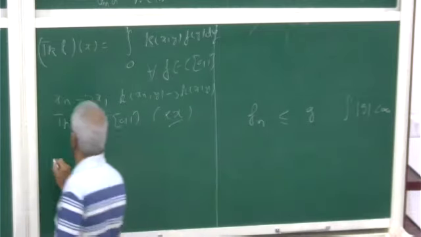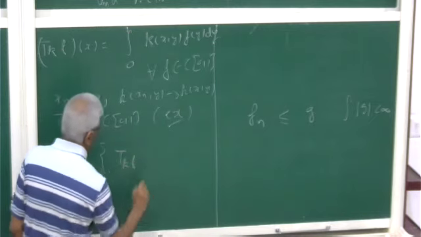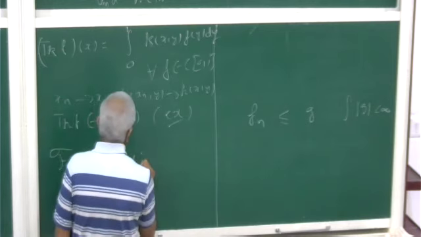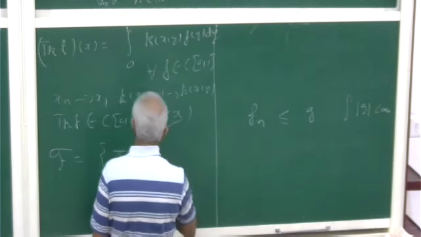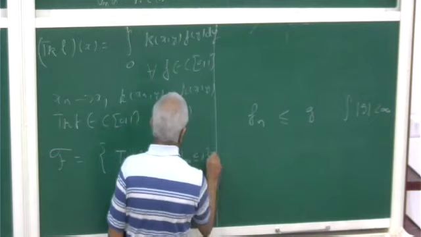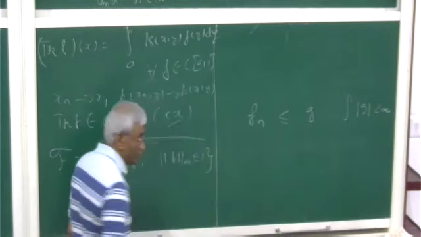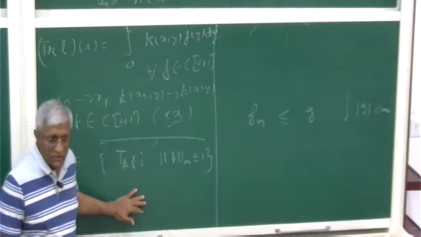Now you can consider this collection of all those tkf such that f is in C01 and the supremum norm of f is less than or equal to 1. You take it and take the closure. I take all functions such that the supremum norm of f is less than or equal to 1, then I take the closure. That may not be closed.